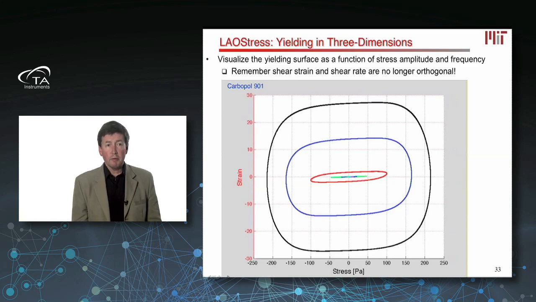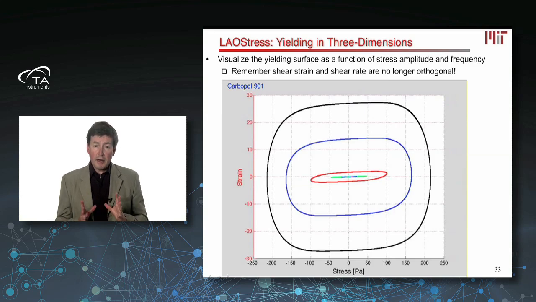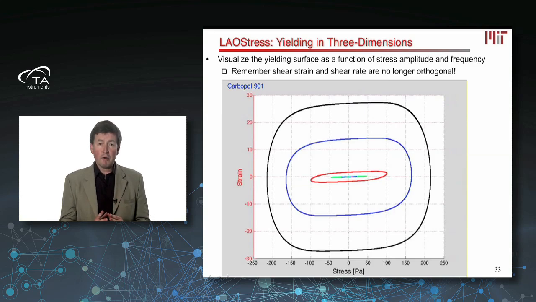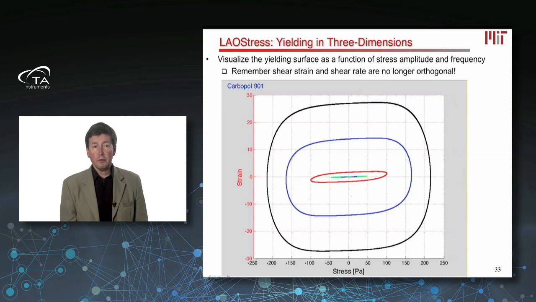And so again, you really have to remember that these things are 3-dimensional surfaces. One other thing to remember if you're doing a controlled stress experiment is that now the strain and the strain rate aren't any longer orthogonal. They're not the input variables, they're the output variables. And there's certainly no guarantee, except in the linear range, that they're orthogonal.